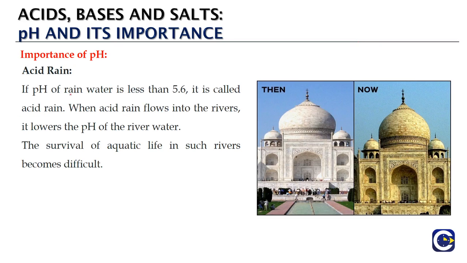And as we have seen, the cause of certain monumental structures like the Taj Mahal losing their shine is also attributed to what we call acid rain. Now generally the rain itself, since it contains carbonic acid, H2CO3, is mildly acidic.